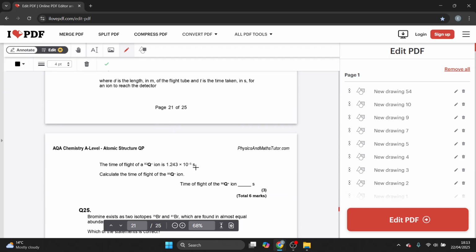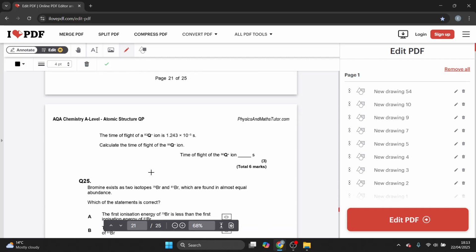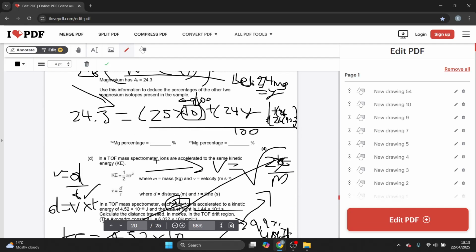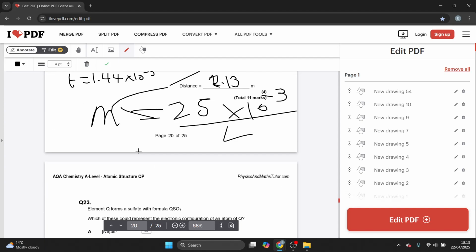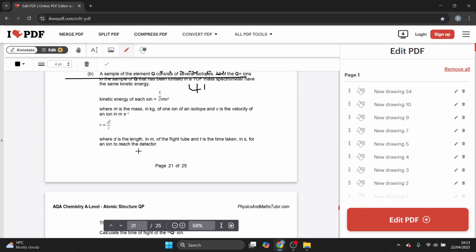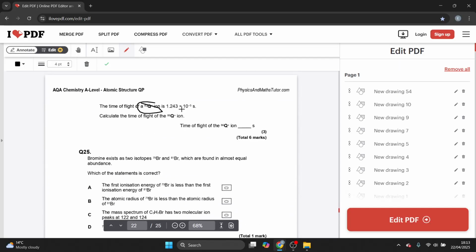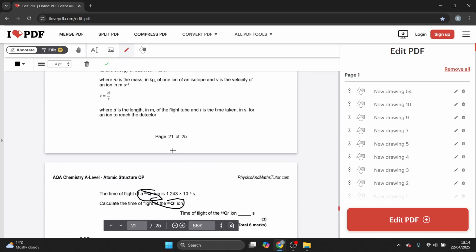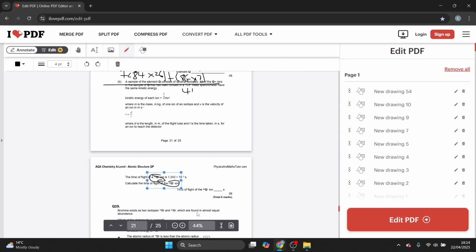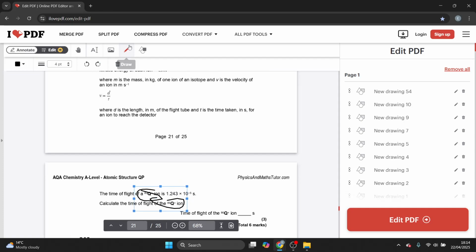Calculate the time of flight of this. Okay, again, they love reusing these questions. I'm just going to scroll up, show you guys. In this case, it gives you the time of one ion and wants you to find the time of another ion. They probably saw not a lot of students did well on that question because it was a slightly difficult question. Okay, so what do we do?